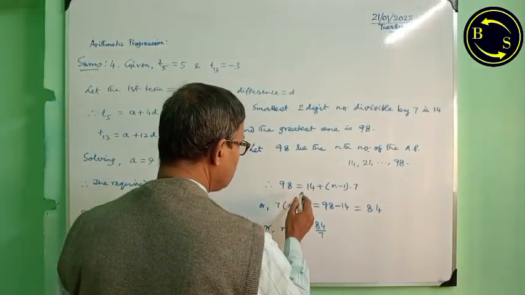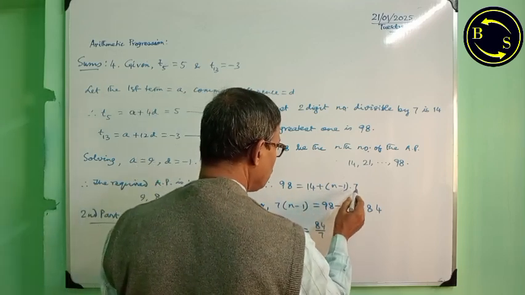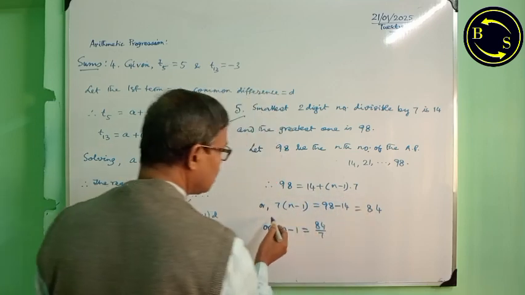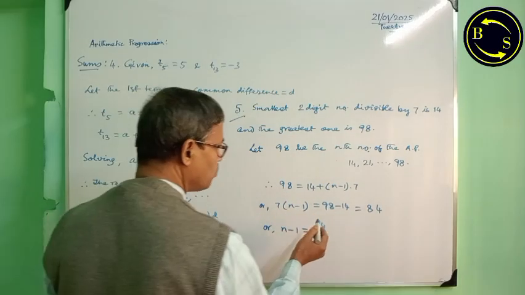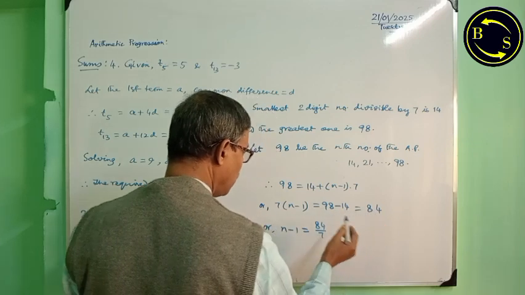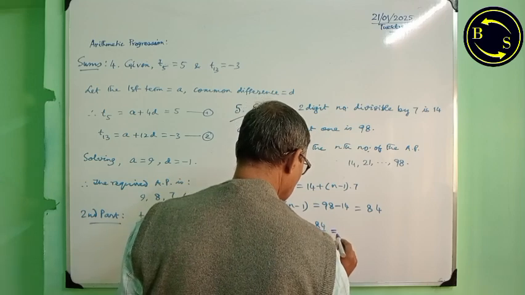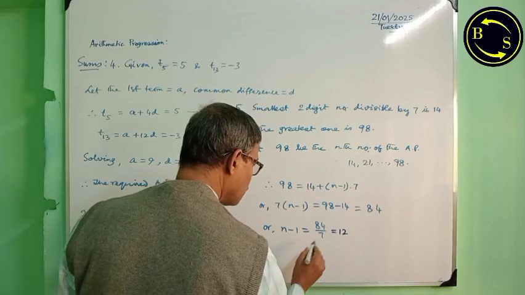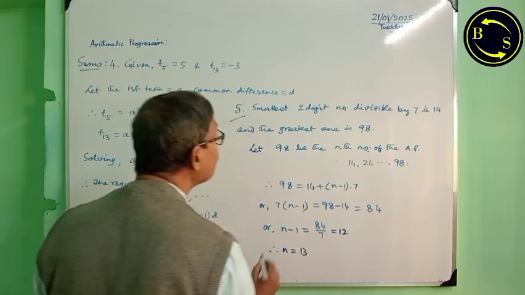Now 98 is equal to, following the formula, a plus n minus 1 whole into d. First term is 14 plus n minus 1 whole into 7. Then I write this on the left and take the other terms on the right, so that 98 minus 14 equal to 84. Therefore, n minus 1 equal to 84 by 7 equal to 12. Therefore, n equal to 13.